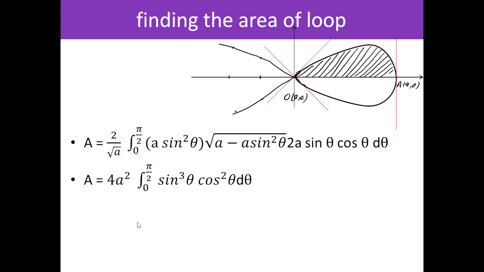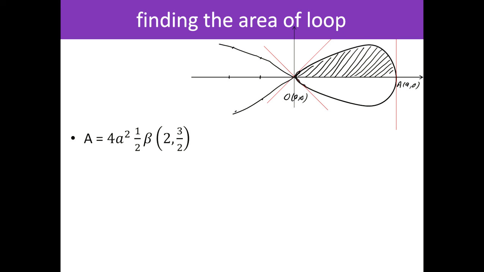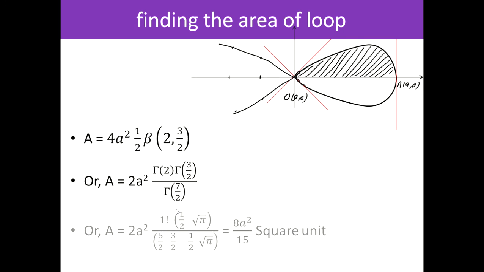These types of equations can be solved by using the beta function, and the value of the beta function is evaluated by converting it into gamma functions, and we have the relations of the gamma function. Gamma 1 by 2 is equal to root pi. Similarly, gamma 7 by 2 is 5 by 2 into 3 by 2 into 1 by 2 into root pi. On simplification, the area of the loop becomes 8a squared by 15 square units. This is the area covered by the loop.